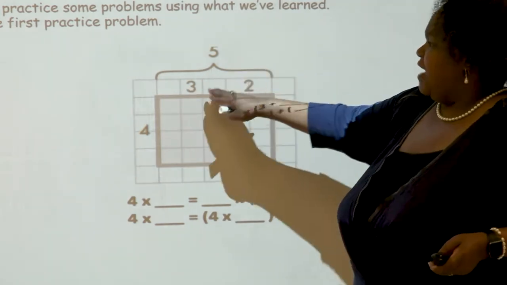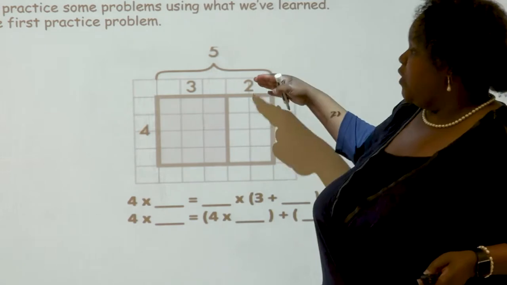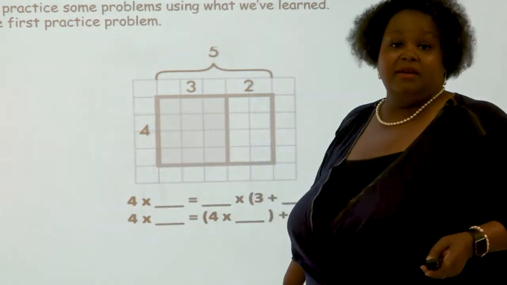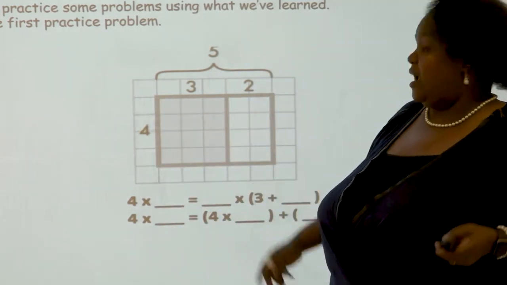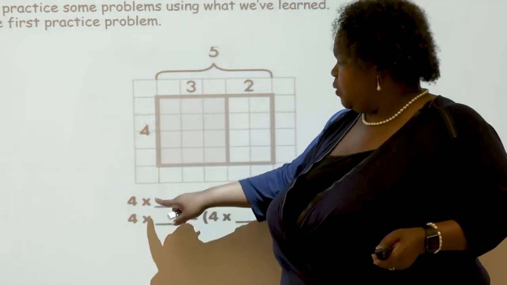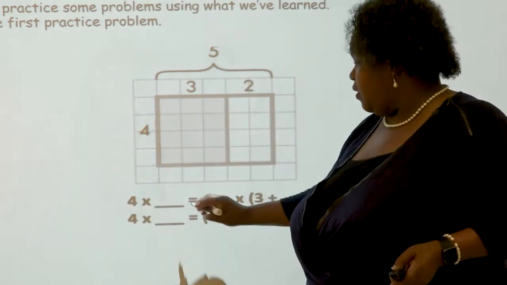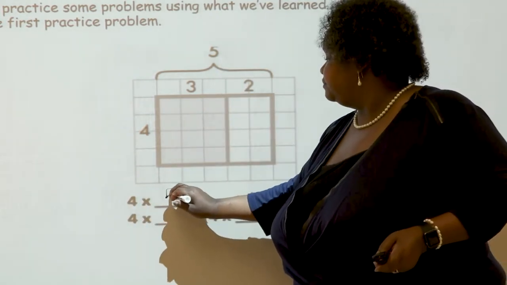I see the 5 was broke apart to a 3 and a 2. That's my width. My length is still the same because I'm wanting to find the area. Let's see if we can fill in just this first line. 4 times blank equals, well, 4 times 5.